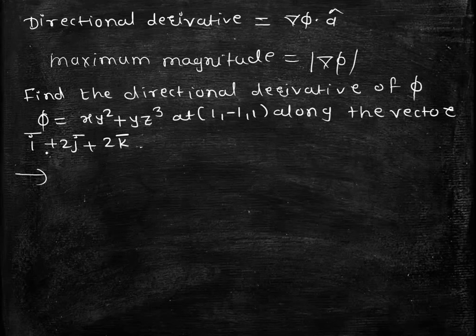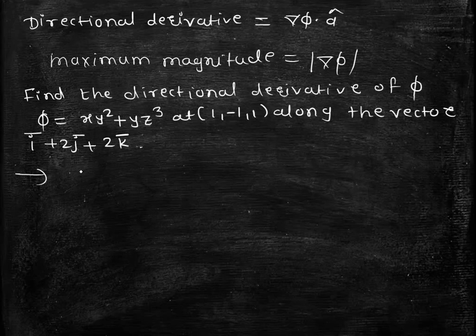That vector is nothing but a bar. A bar is given here: i bar plus 2j bar plus 2k bar. A bar is not always given to us. In some problems we have to calculate a bar. Here we have the value of a bar, so we just have to find del phi.